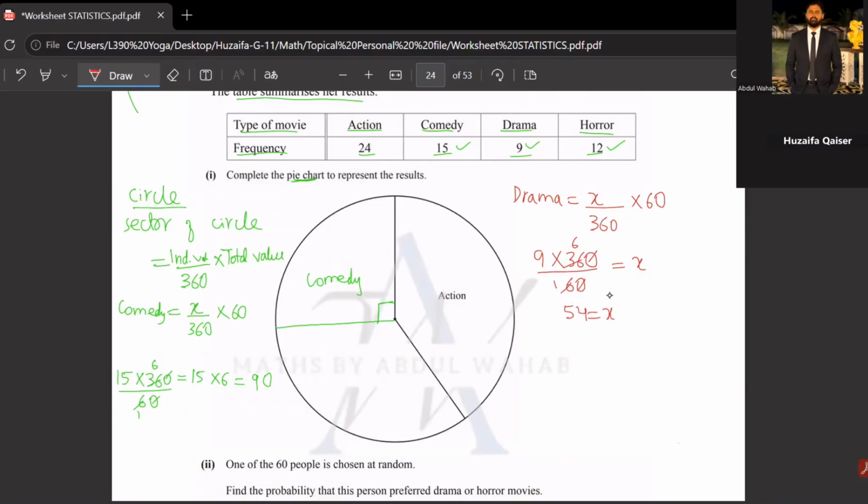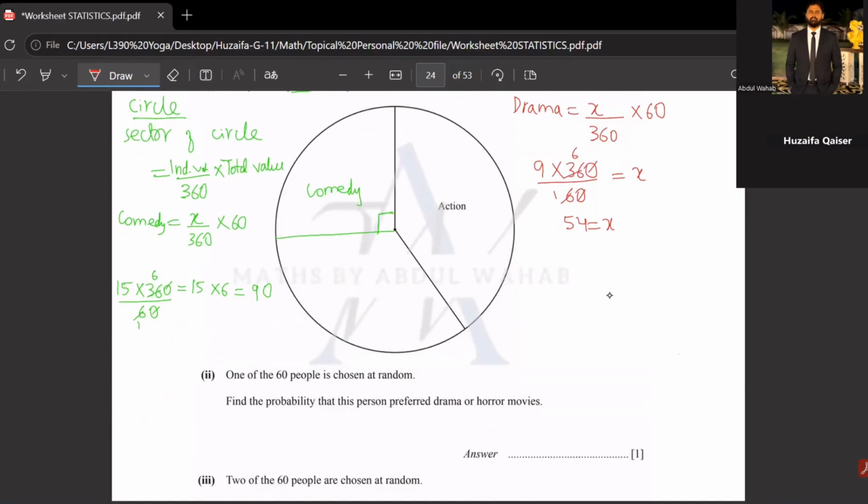If you have the protractor, it's better to use the protractor. If you don't have, just draw an average line. So you may draw this. You write here, in this direction as per the protractor, it's 54 degree. And here you write it's the sector for drama. And obviously the remaining is for the horror. Is that okay?